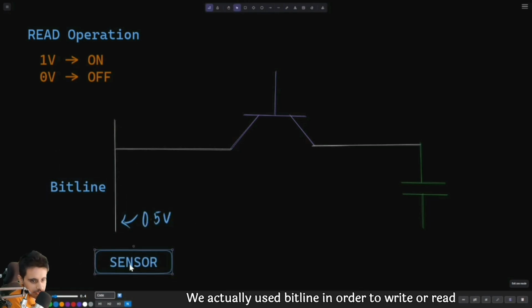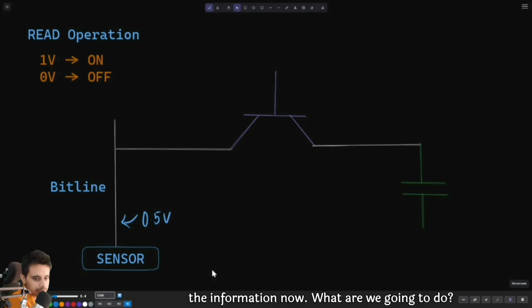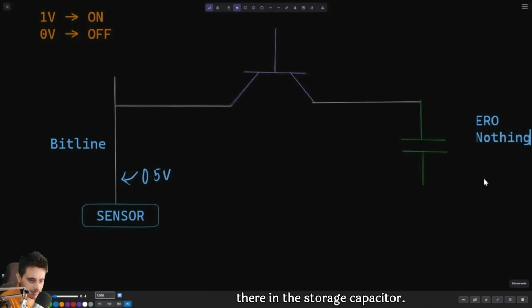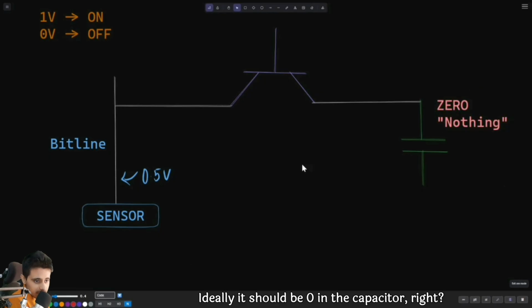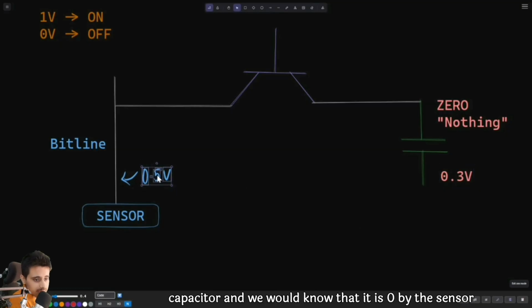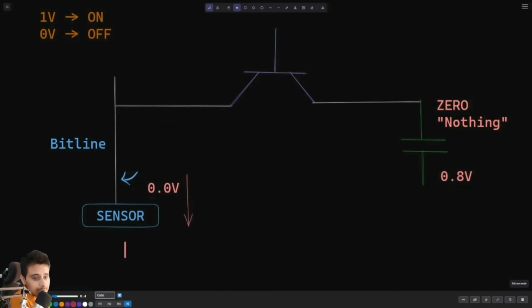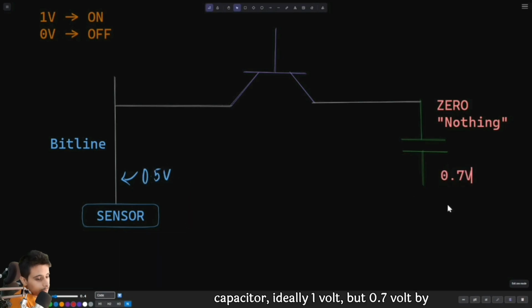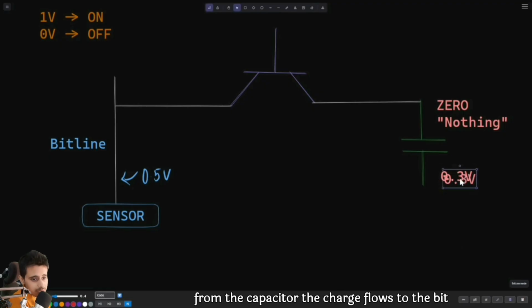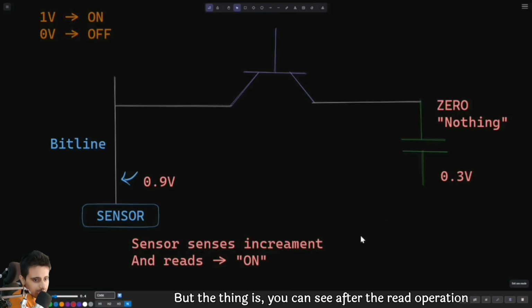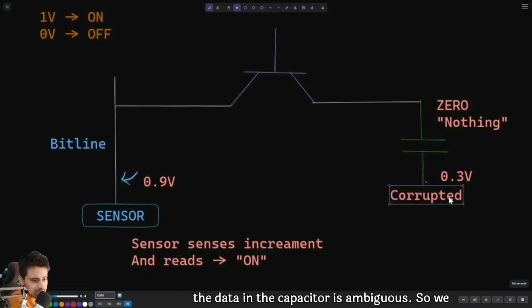Previously, we used the bit line in order to write or read the information. Now what we're going to do is put 0.5 volt on the bit line. So if nothing is there in the storage capacitor, ideally it should be 0, but by leakage, let us say it is 0.3 volt. Then the charge flows into the storage capacitor, and we would know that it is 0 by the sensor on the bit line. Similarly, if you have something in the capacitor, ideally 1 volt, but 0.7 volt by leakage, then from the capacitor the charge flows to the bit line, by which we will know that it was 1 by the sensor. But you can see that after the read operation, the data in the capacitor is ambiguous.